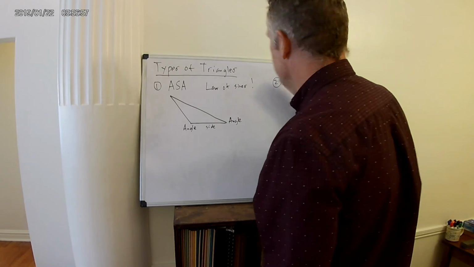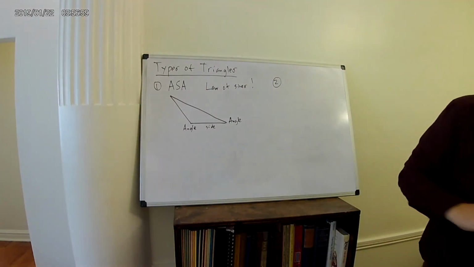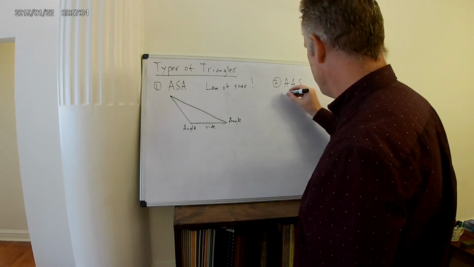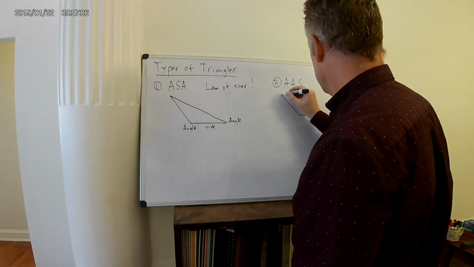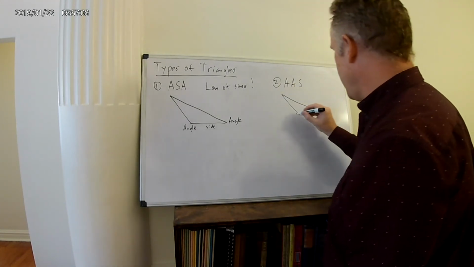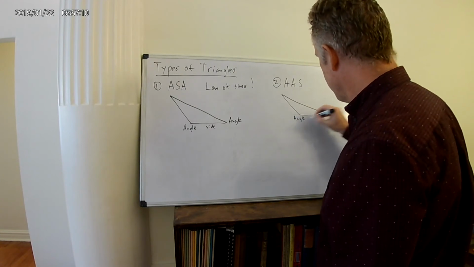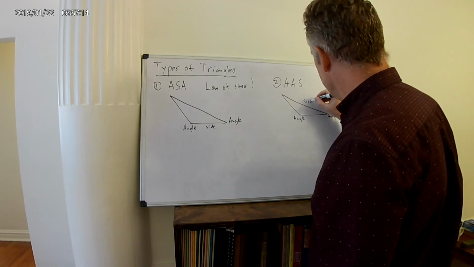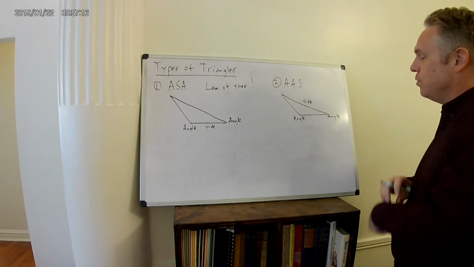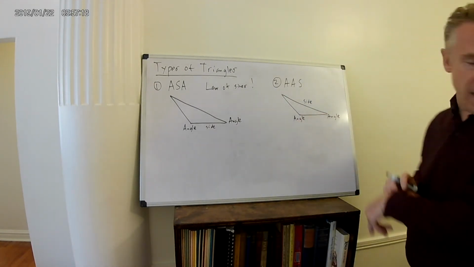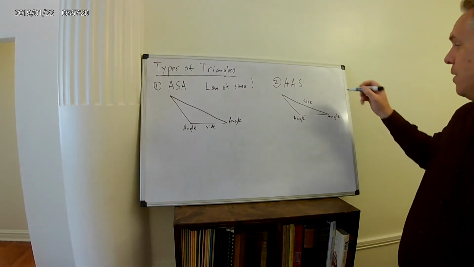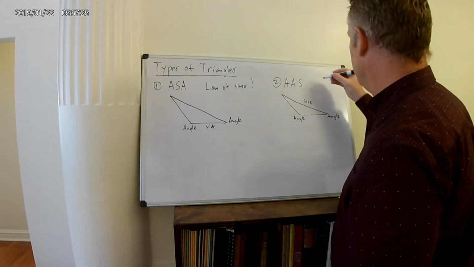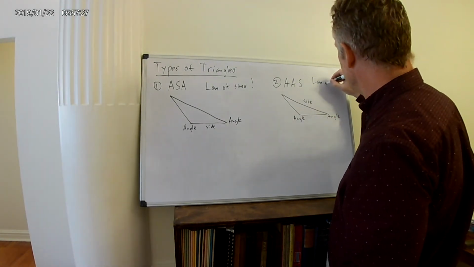Another type of triangle is an AAS triangle. This is a triangle where you know an angle, you know another angle, and you know a side. But the key here is the side is not between these 2 angles. So you know an angle, you know an angle, and then you know a side that's adjacent to one of the angles but not the other. This is an AAS triangle. The good news is you can use the law of sines here as well.